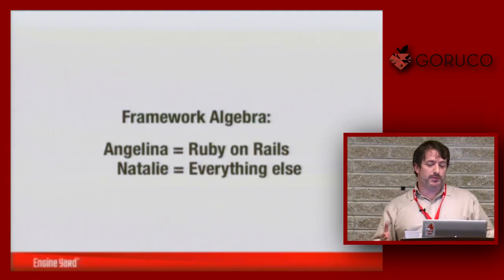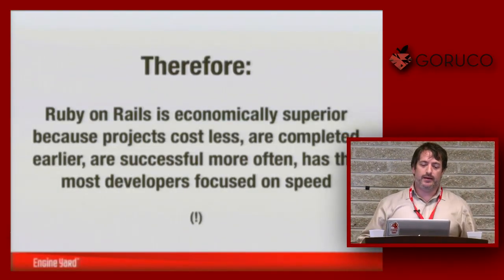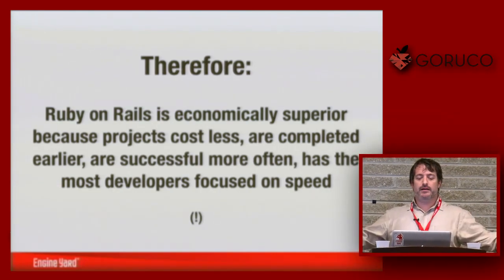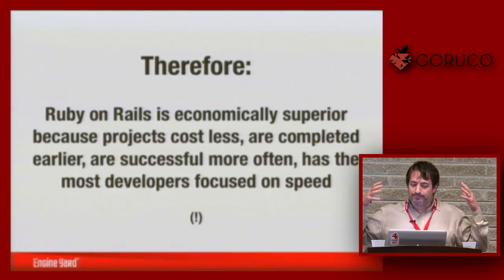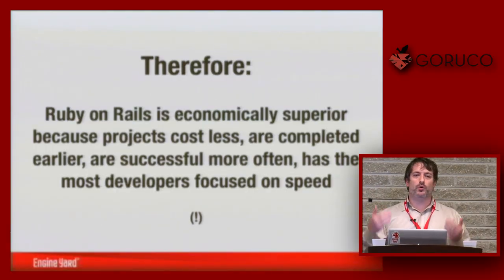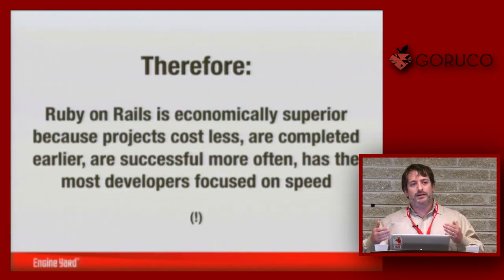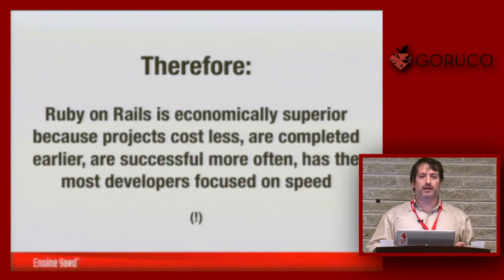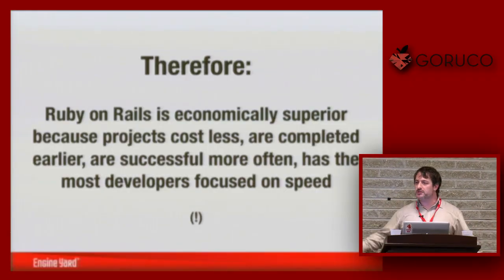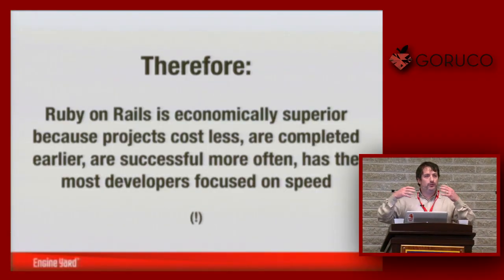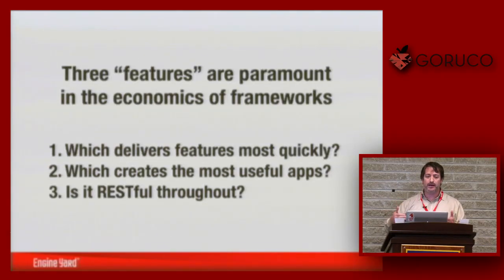So the framework algebra is pretty simple, right? I don't need to describe that. And this is it right here. Who can argue with that? This is the thing that we saw four years ago that made myself and my partner create Engine Yard. We didn't create Engine Yard first. We were Rails developers, and we started seeing that our customers were super happy. These projects are getting done. This is way better. It was simple. It's not about the details.